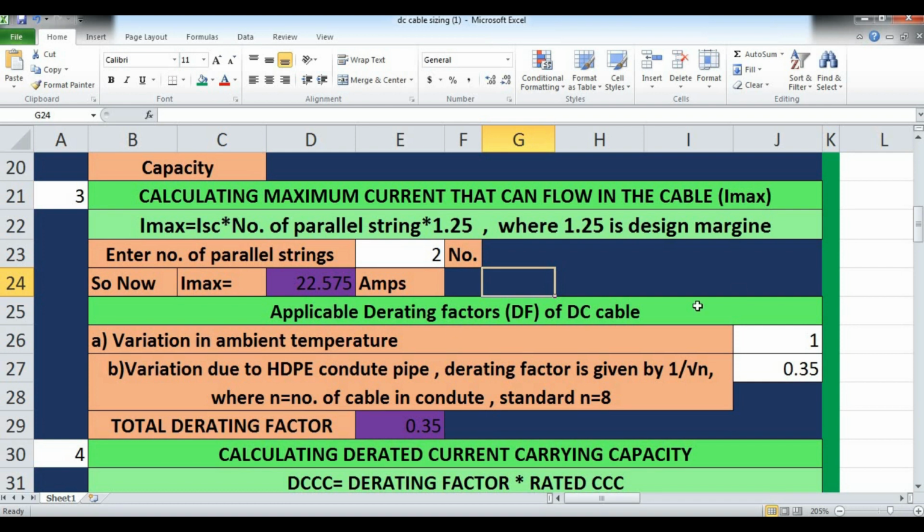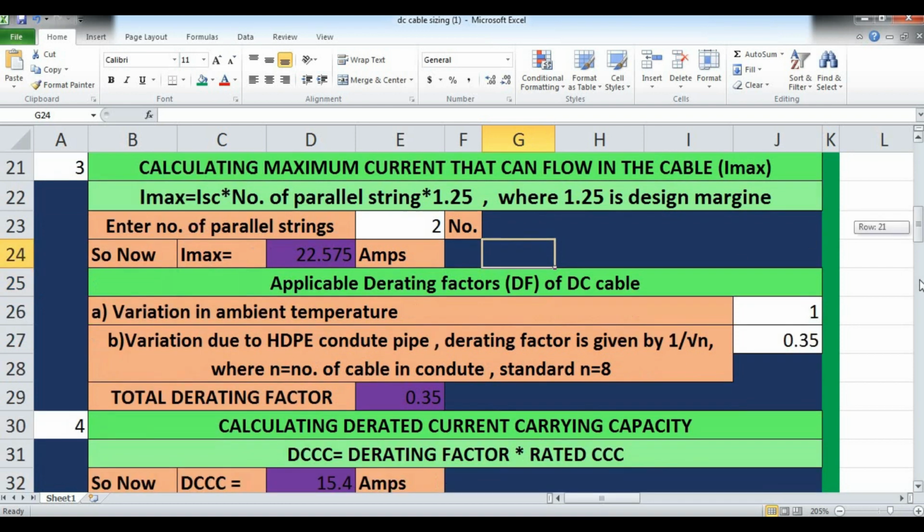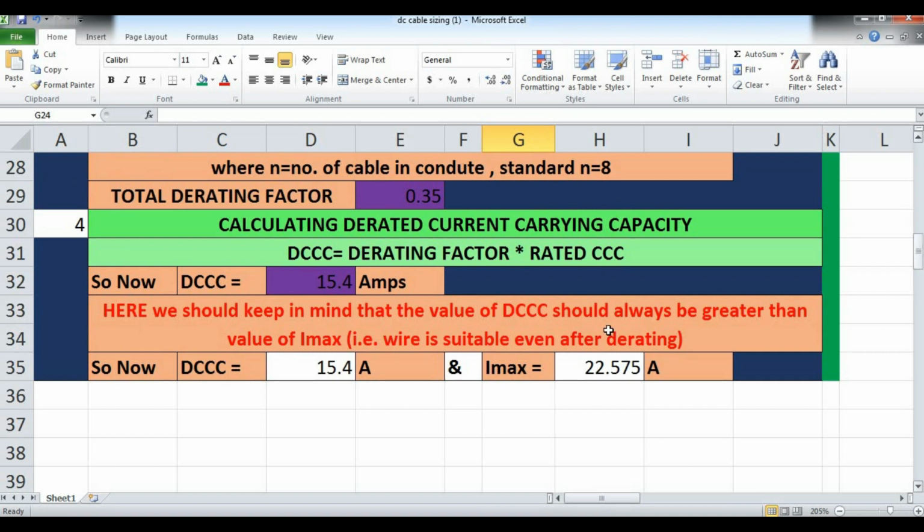22.575 ampere. Okay. At that point you can see our DCC value, that is our derating current capacity for the 4 square mm cable, is much lower than Imax. So what happens if we use this 4 square mm cable in this condition? Then that cable will surely get burnt, because our Imax is much higher than the derating current carrying capacity of that cable.